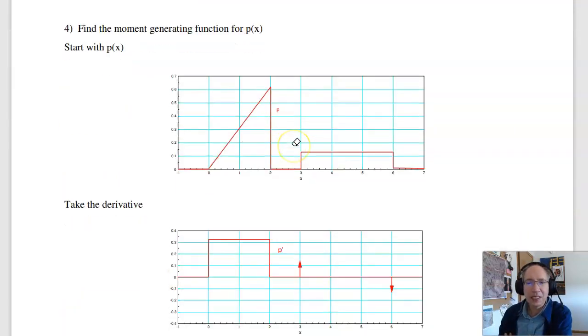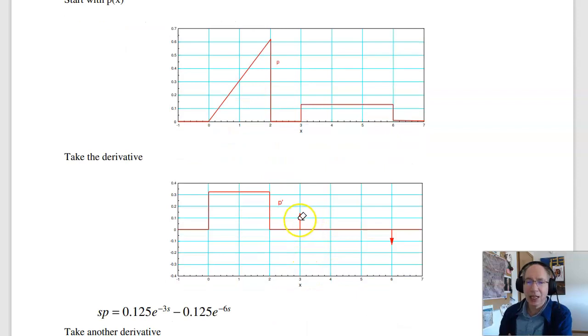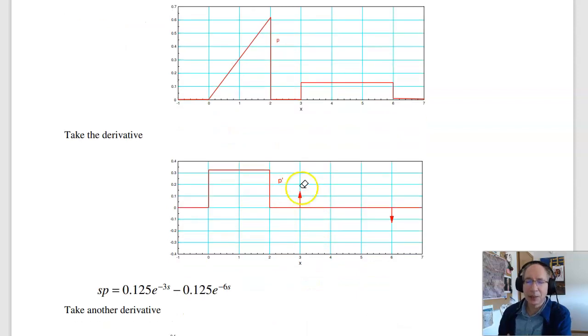The last problem is find the Laplace transform, also known as the moment generating function, for x. So here the trick is take the derivative until I get delta functions. I like delta functions because I know what that Laplace transform is. It's 1 times the delay. In this case, well, the amplitude is 1/8. Delay 3 seconds minus 1/8. Delay 6 seconds.